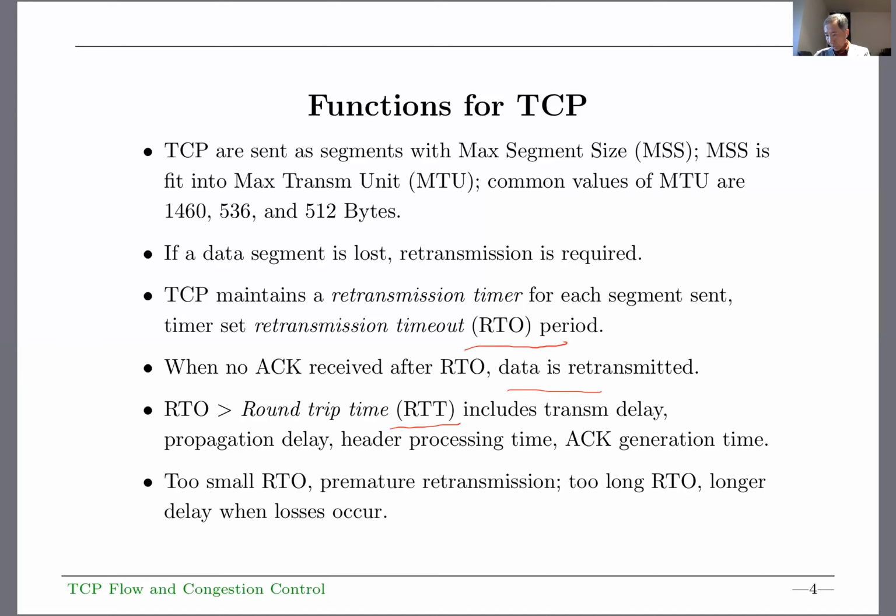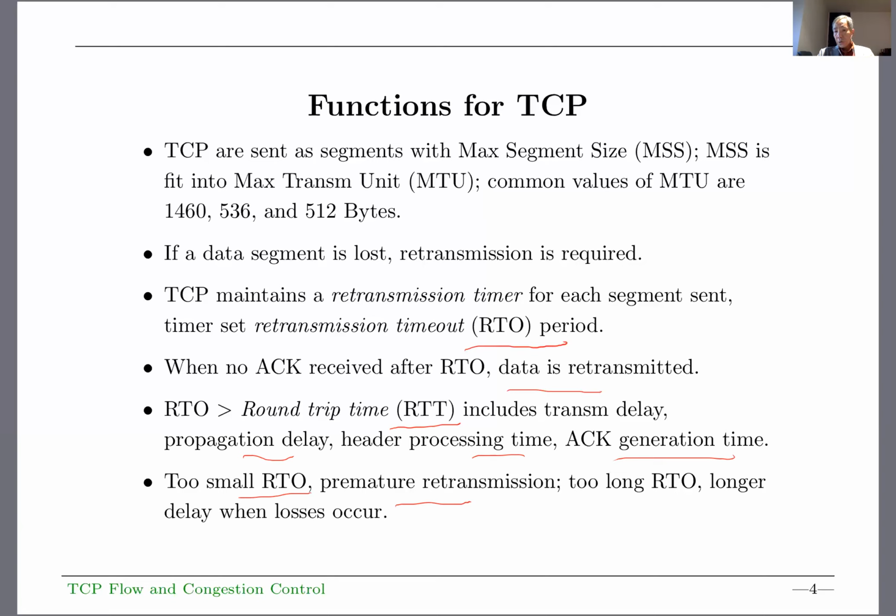It must include the propagation delay, header processing time, and acknowledgement generation time. So all this overhead has to be taken into account. And of course, remember, RTT is not constant. It changes because of the loading of each link, so RTO is not constant. Now, if you set the RTO, the retransmission timeout time, too small, you will send packets more often, which is unnecessary.